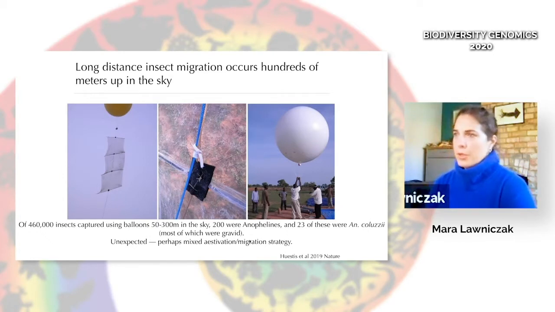So this group is still working on this, but it looks like perhaps Kalutsi actually has a mixed estivation and migration strategy. And we are trying to sequence the genomes of these mosquitoes that were caught on the balloons, and it'll be exciting to see if we can pin down where they came from.